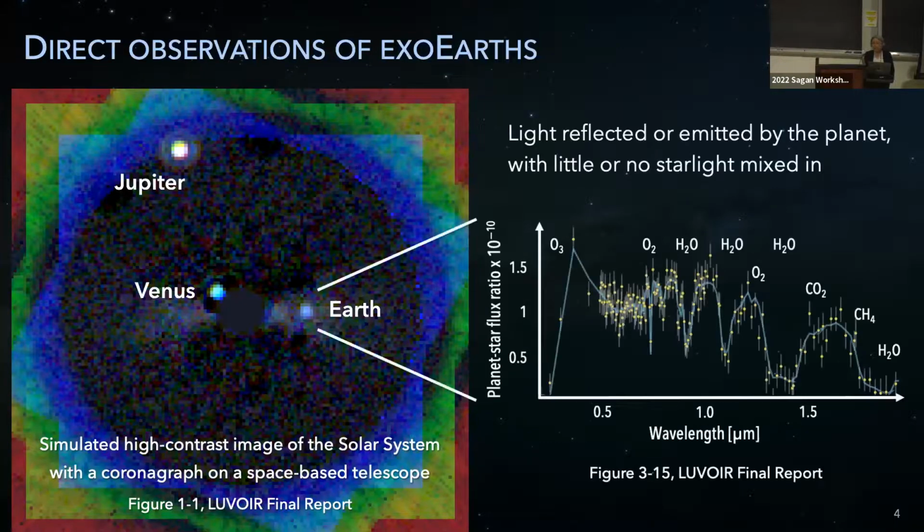Okay, so light coming directly from the planet with little or no starlight mixed in will be dispersed into a spectrum that will hopefully reveal the signs of habitability and atmospheric biosignatures. The y-axis there shows the planet to star flux ratio, which for the Earth around the sun is about 10^-10. So this observation requires a really extreme level of starlight suppression, or in other words, extremely high contrast.